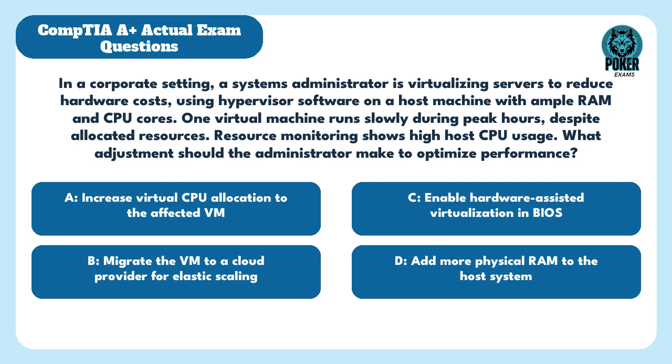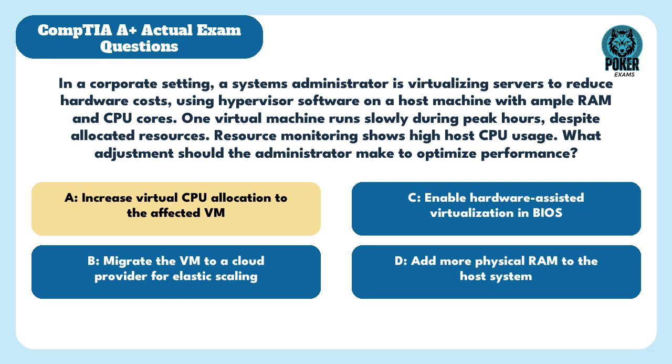Question 1. In a corporate setting, a systems administrator is virtualizing servers to reduce hardware costs using hypervisor software on a host machine with ample RAM and CPU cores. One virtual machine runs slowly during peak hours, despite allocated resources. Resource monitoring shows high host CPU usage. What adjustment should the administrator make to optimize performance?